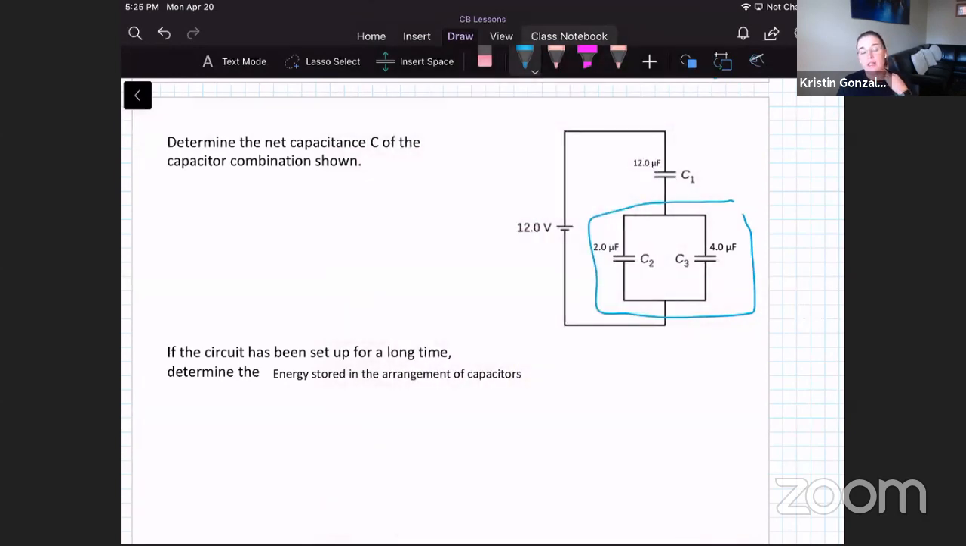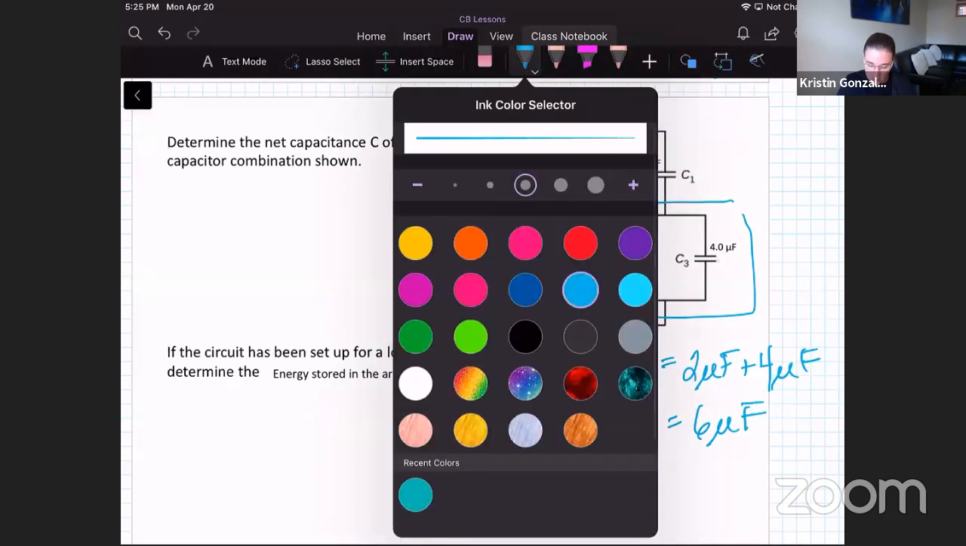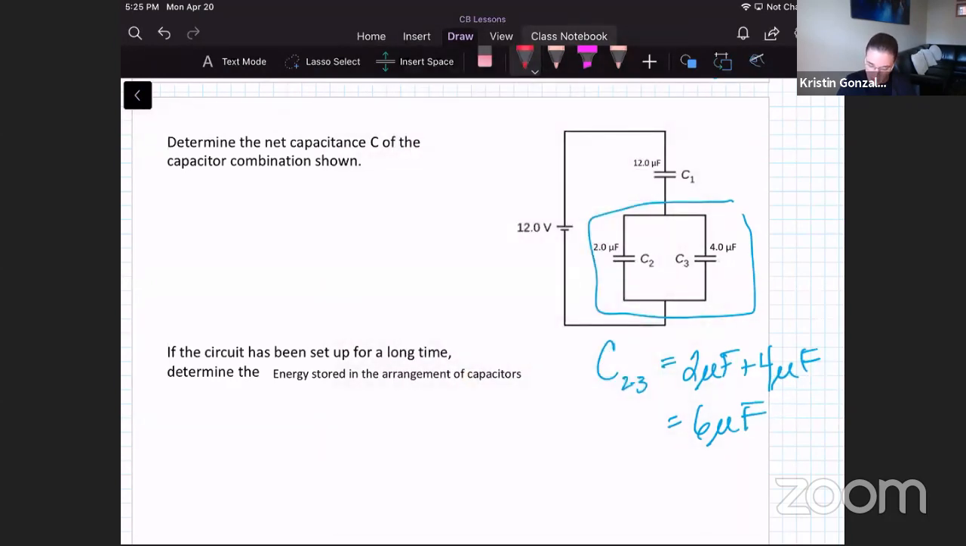If they're in parallel, how do we combine capacitors in parallel? It's the opposite of resistors, right? So resistors in parallel, we have to do the inverse, 1/. Capacitors, we simply add up. So the capacitance between 2 and 3 is just going to be my 2 microfarads plus my 4 microfarads, which gives me 6 microfarads. So it's almost like this now is one capacitor that has a capacitance of 6 microfarads. And that would be in series with my 12 microfarad capacitor.